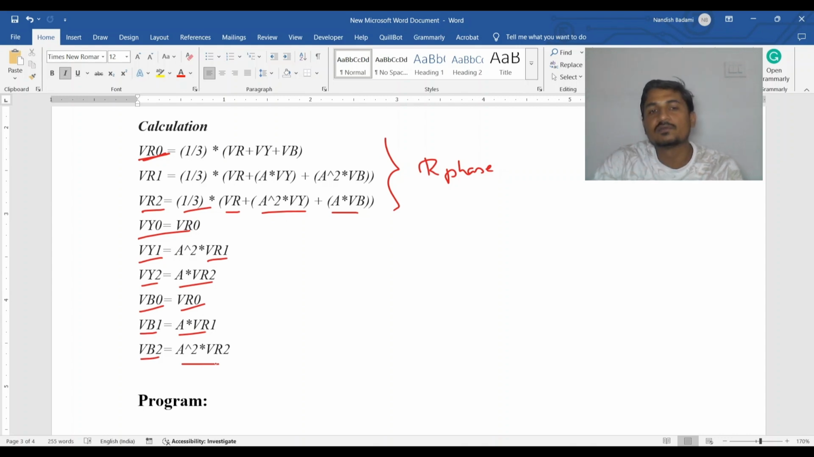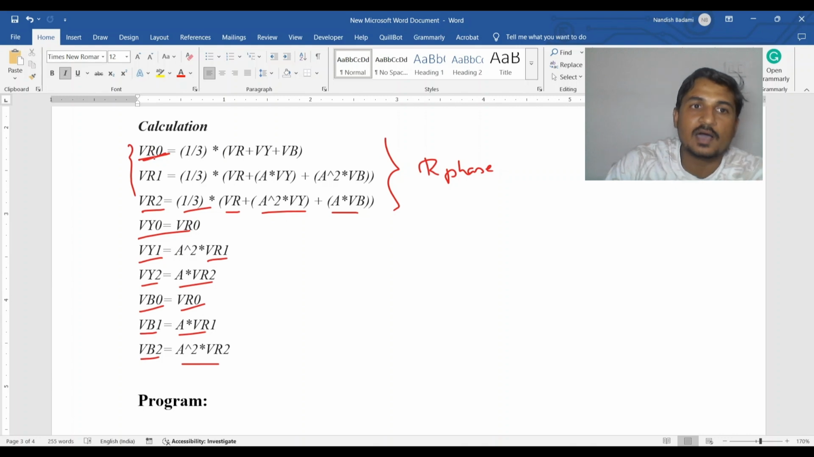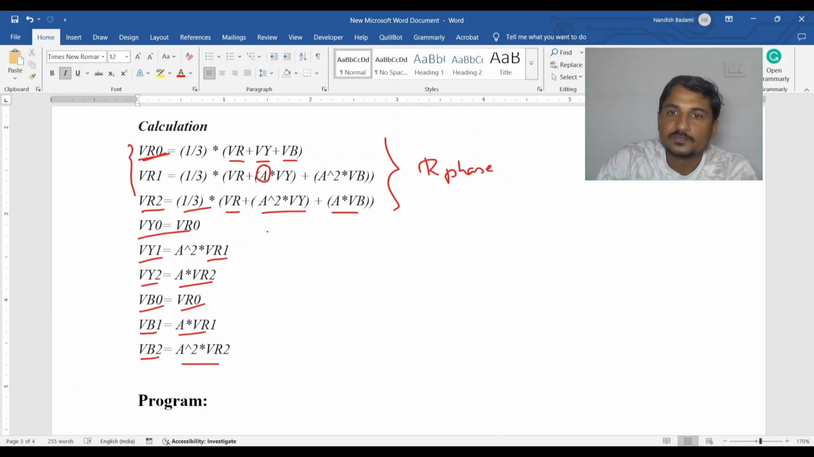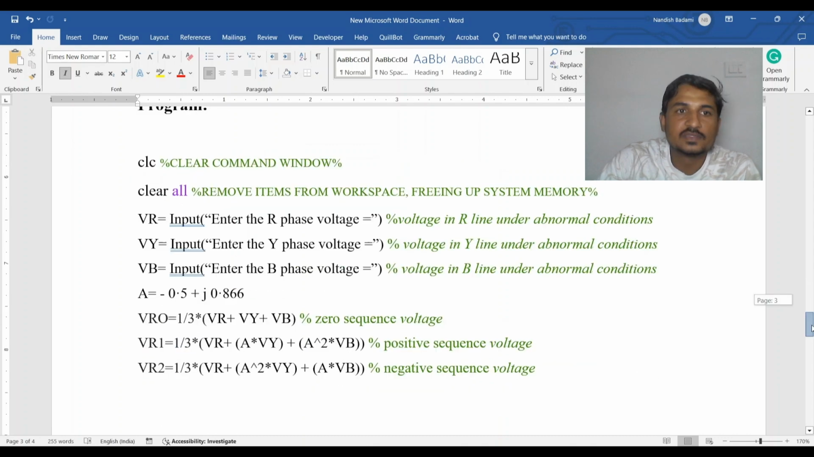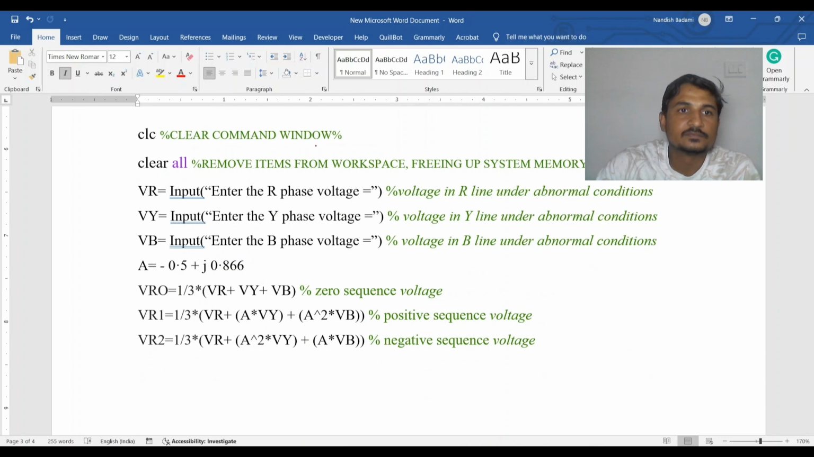Let us try to write the program specifically for R phase now. To write a program for R phase sequence voltages, we need the phase voltages VR, VY, and VB, along with the parameter A. The component A is a constant, and now we are going to check it in the program. Let us start the program with CLC, where CLC represents the clear command, and clear all is used to remove the items from the workspace, freeing up the system memory.